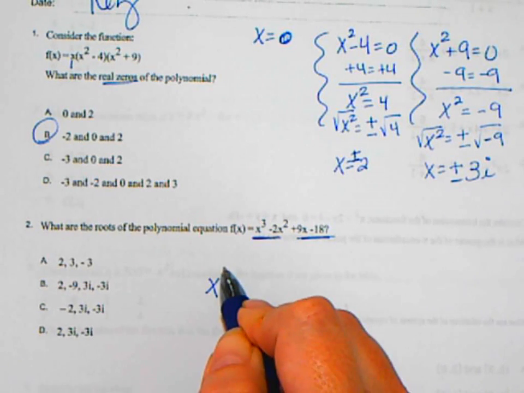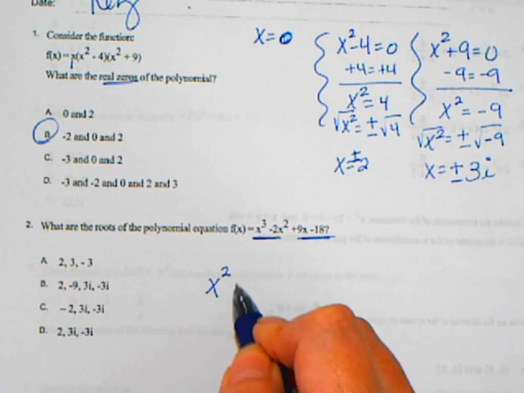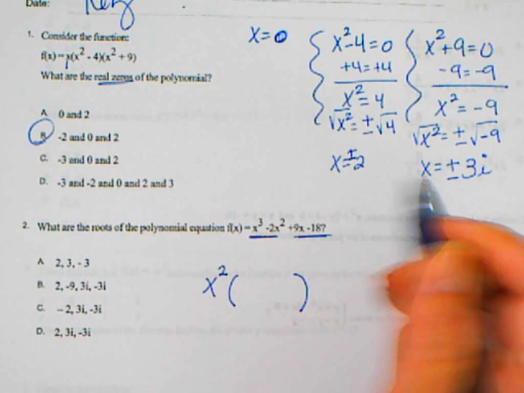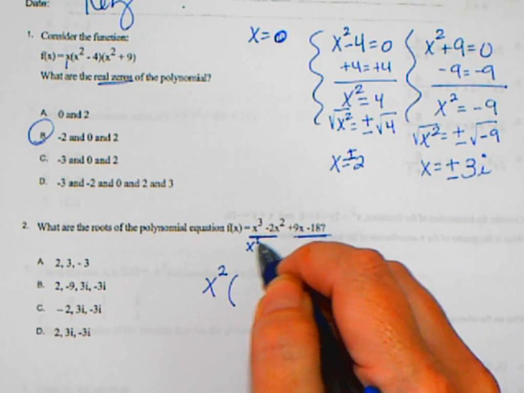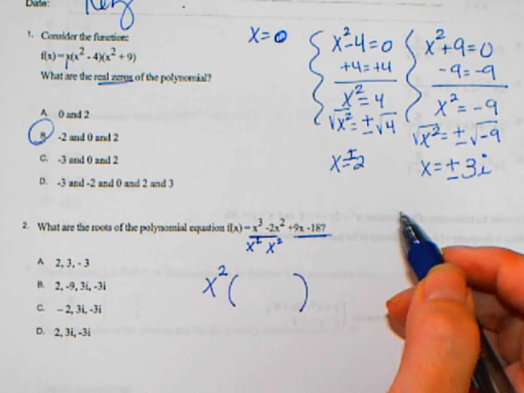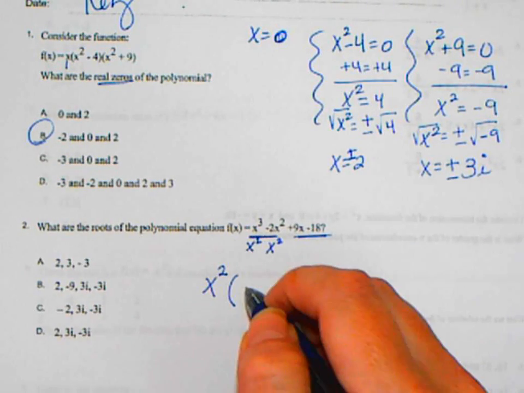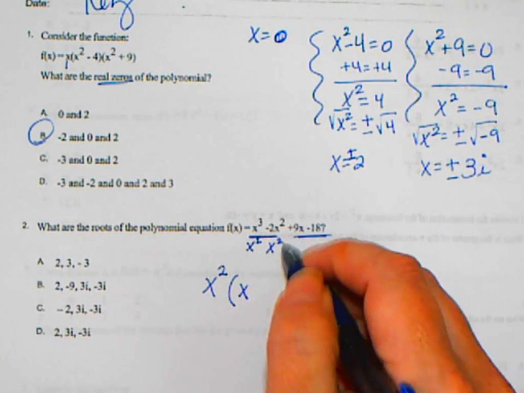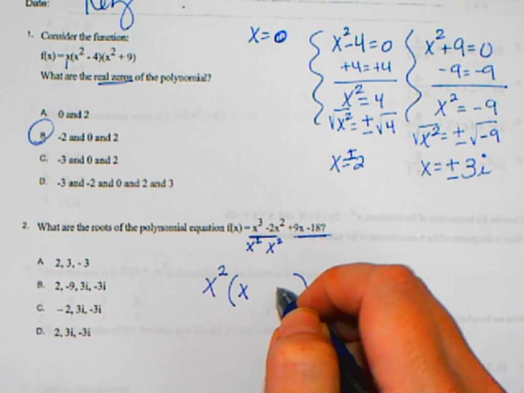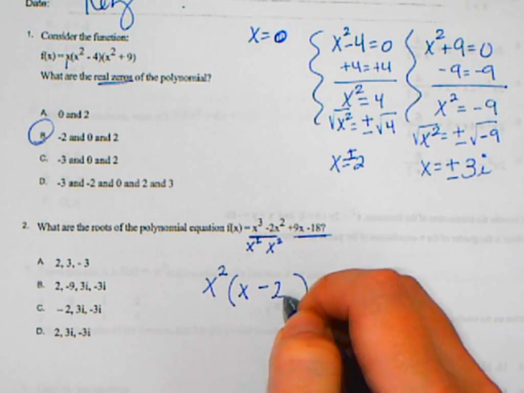X squared. Alright. So to figure out what's left in parentheses, I divide just the first two terms by x squared. What's x cubed divided by x squared? X. Negative 2x squared divided by x squared? Negative 2.